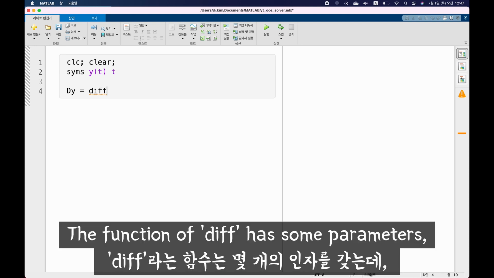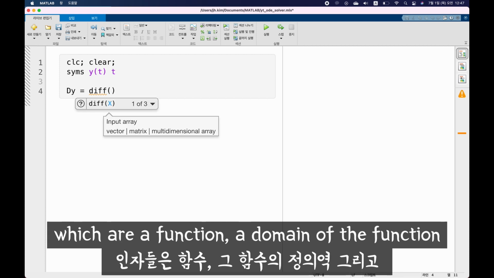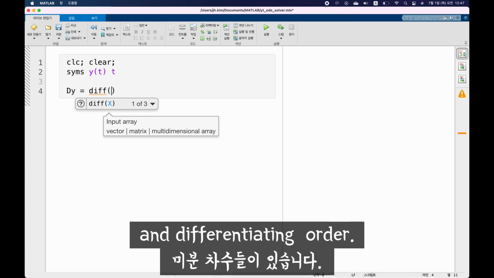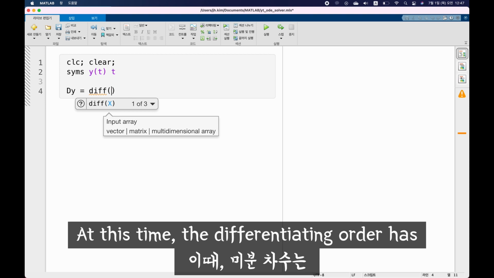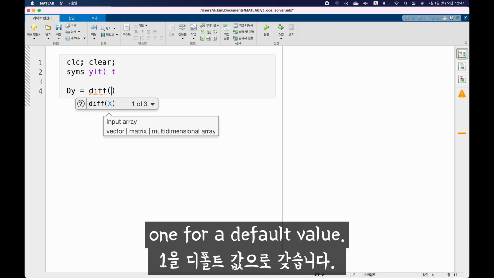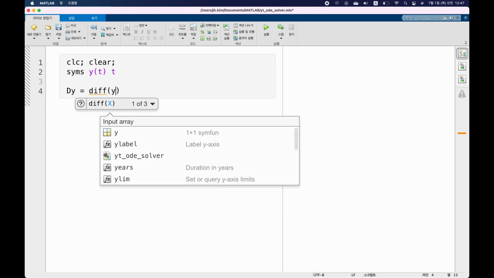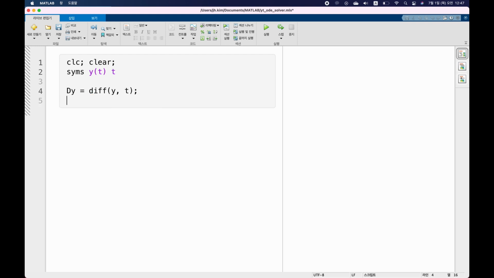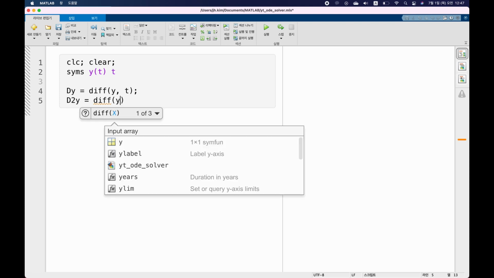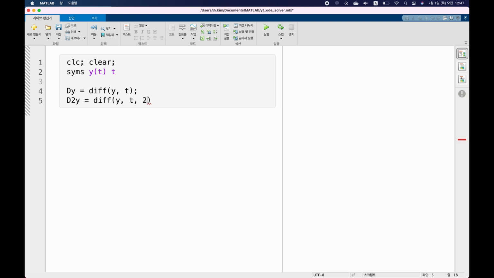The function diff has some parameters, which are a function, the variable of the function, and the differentiating order. At this time, the differentiating order has 1 as a default value. So here dy is diff(y, t) and d2y is diff(y, t, 2), like this.